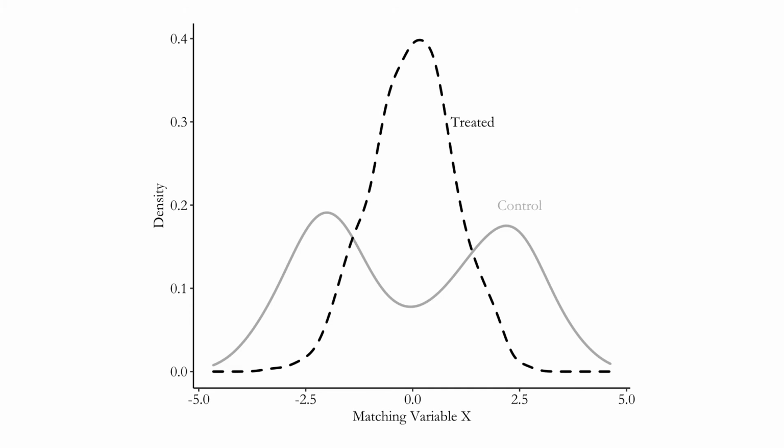For example, maybe your treated and control groups after matching look something like this. Both of the means are the same for these two distributions. They both have a mean of 0, and so on a balance table, that would look totally fine. And yet, we would not really say that this matching worked particularly well, right? The distribution of the matching variable is still quite different.